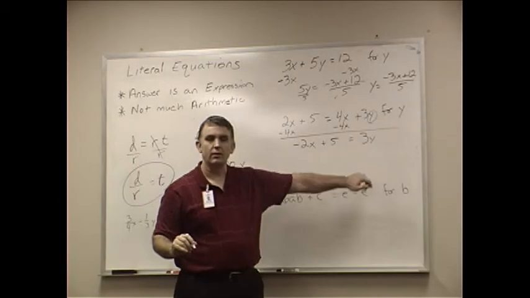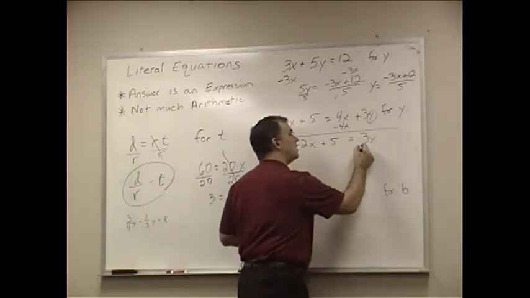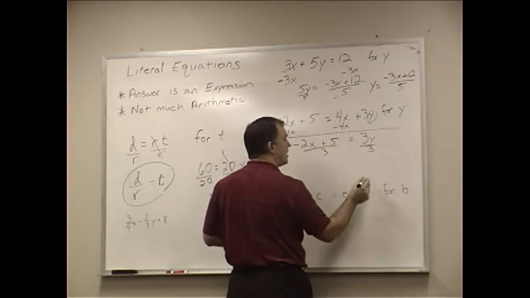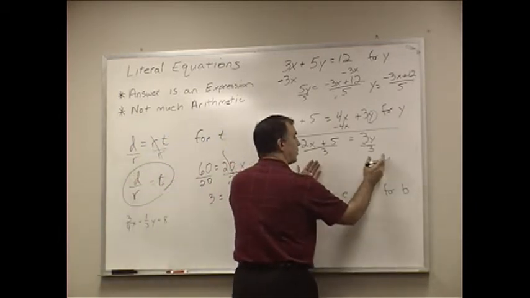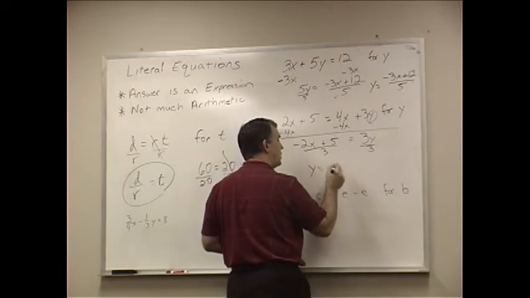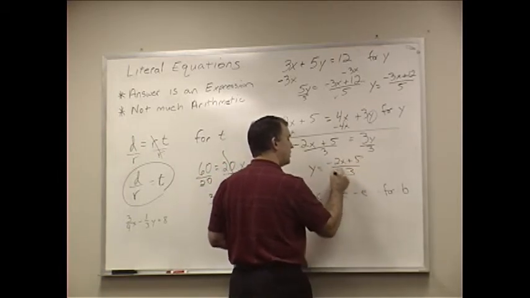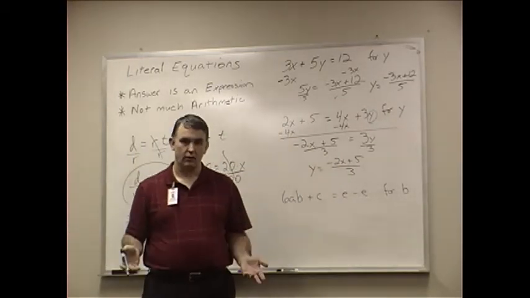Is the y by itself? Of course not. How do we get rid of the 3? Divide both sides by 3. Now, I'm going to go ahead and do a switcheroo here. If things are equal, you're allowed to switch the sides. Y equals negative 2x plus 5 divided by 3. You guys follow me there?